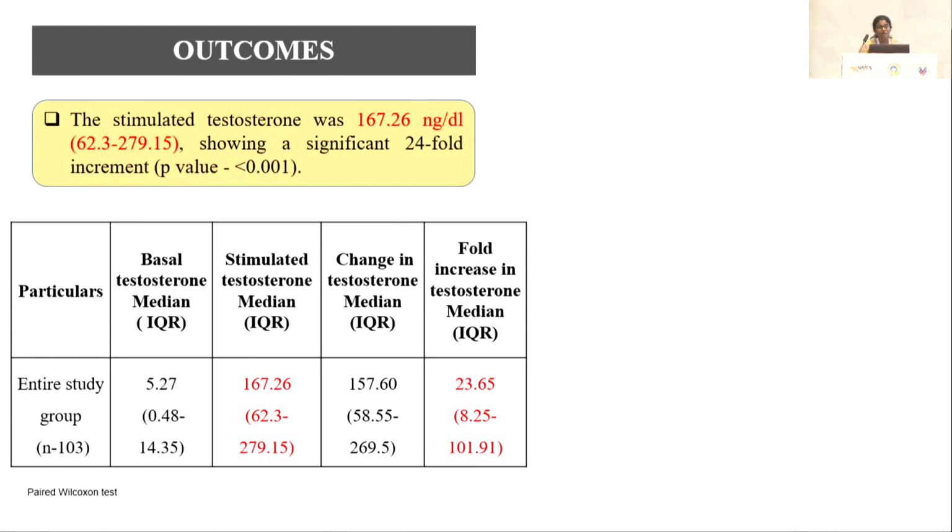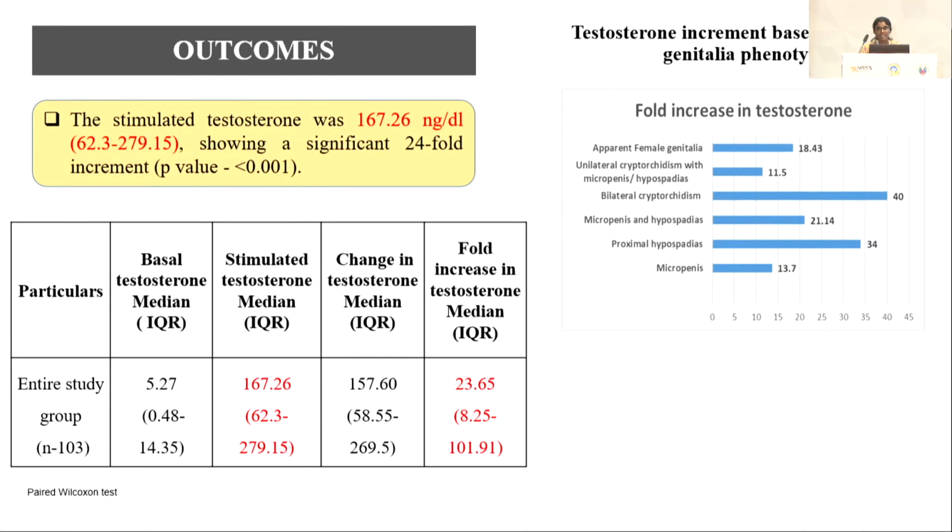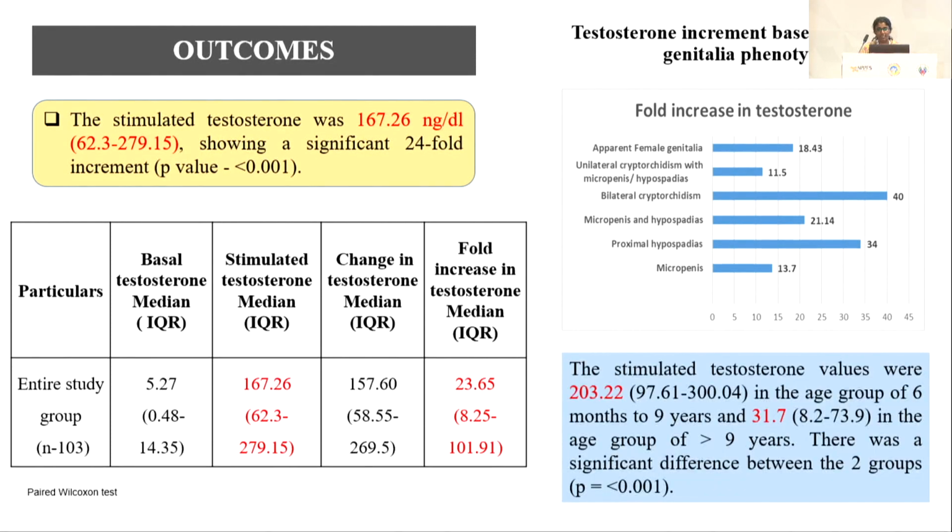So the primary outcome is the following: post single dose HCG, the stimulated testosterone was almost 167 nanogram per deciliter, which showed a significant 24-fold increment from the basal value. And the same has been described based on the external genitalia phenotype too, and we found that there is a 44-fold increment in the group with bilateral cryptorchidism and least with the micropenis group and unilateral cryptorchidism.